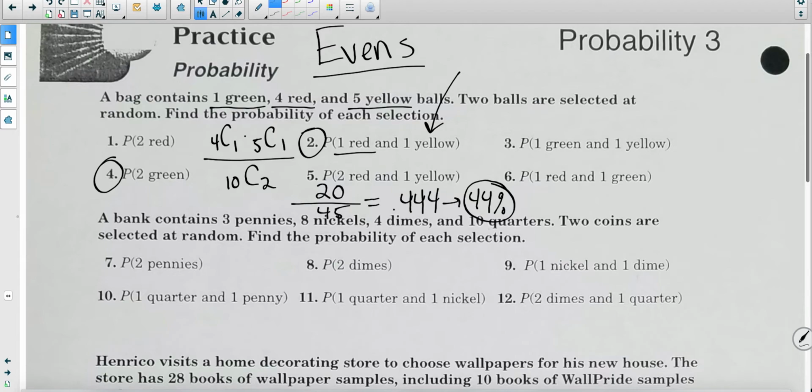Number 6 is just like number 2, so I shouldn't have to do that one. This one's kind of interesting because it's the probability of getting 2 green. Now, if you look at how many you have, you only got 1 green. So it is not possible to do that one because there's not 2 green for you to choose.